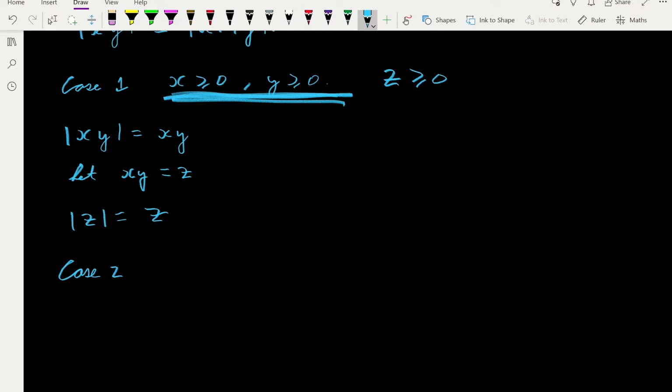Would just be that both of them are negative. So let's say x is strictly less than 0 and y is strictly less than 0.